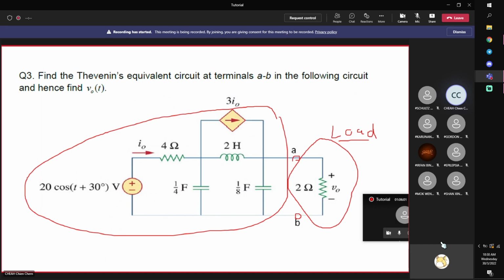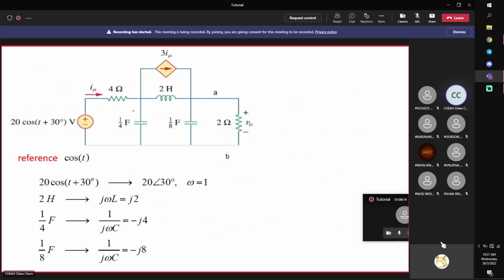So this is what we mean by Thevenin's equivalent. We want to simplify this thing into a Thevenin's equivalent so that once you connect back the load, it's very easy to analyze, right? We shall see later on. So firstly, we need to convert it into phasor. This is AC, steady state. Cosine 1t means what? Frequency equal to 1. Cosine 1t. Simply cosine t.